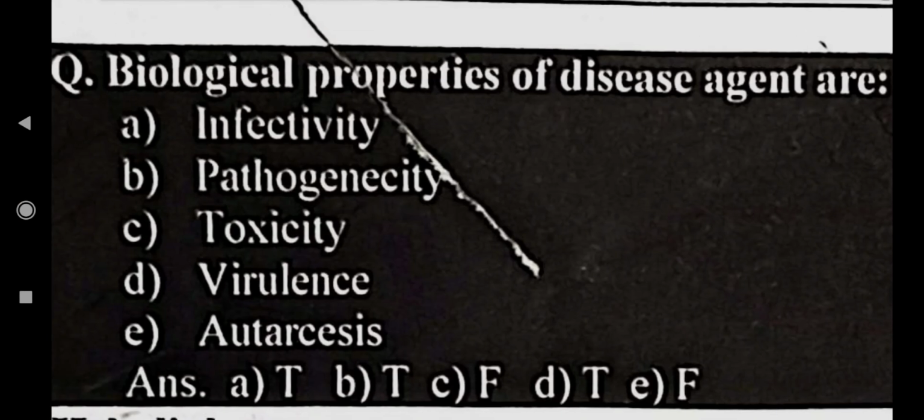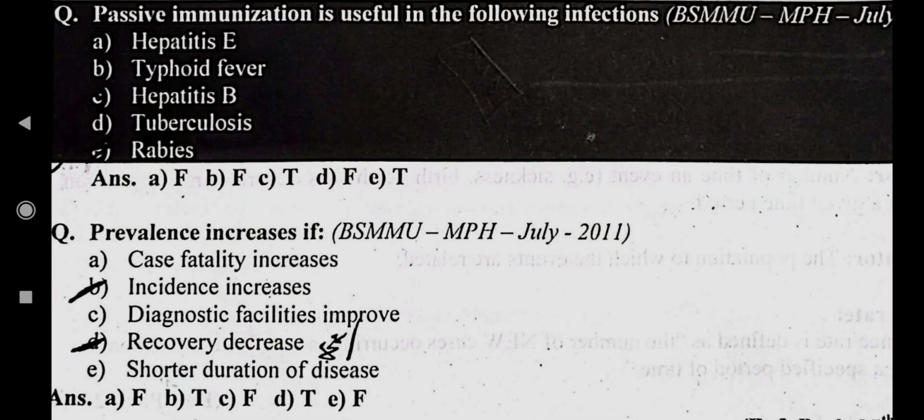Biological properties of disease agent are: true answer, infectivity, pathogenicity, virulence. False answer: toxicity, autoresis. Passive immunization is useful in the following infections.